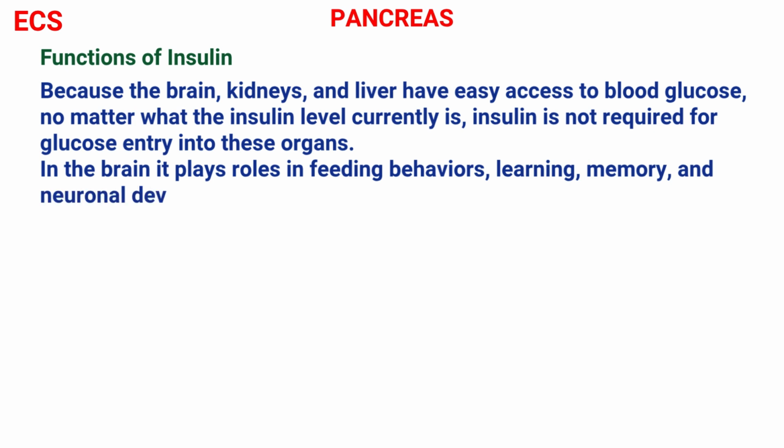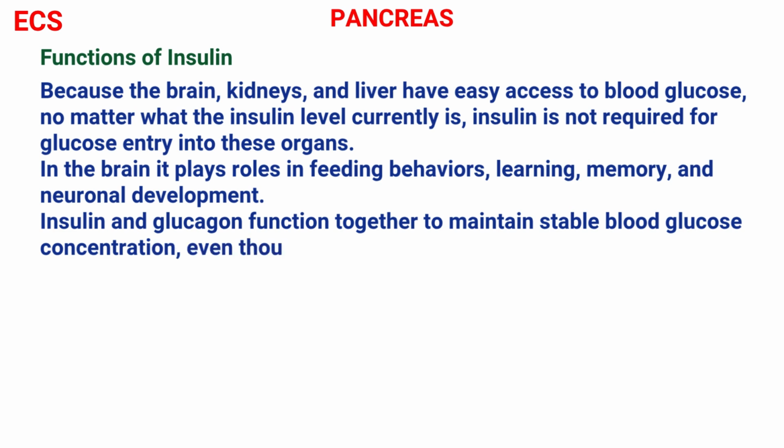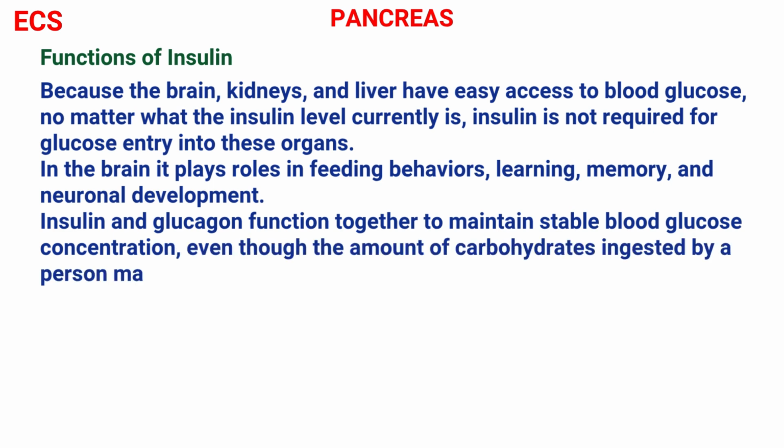Insulin and glucagon function together to maintain stable blood glucose concentration, even though the amount of carbohydrates taken by a person may vary widely. Nerve cells are particularly sensitive to blood glucose concentration changes. Such changes can alter brain functions.